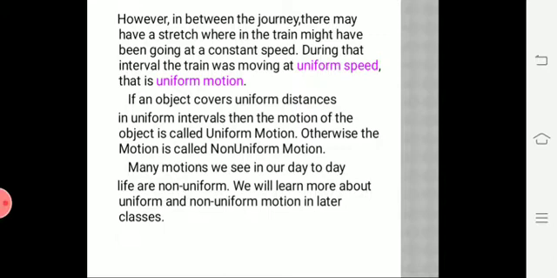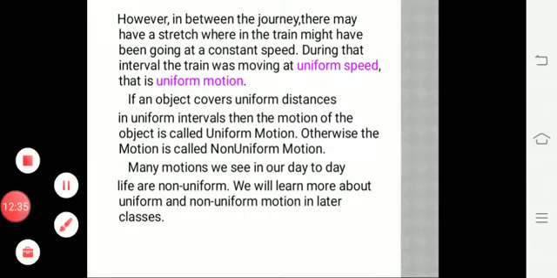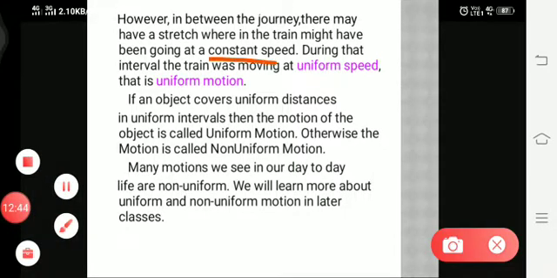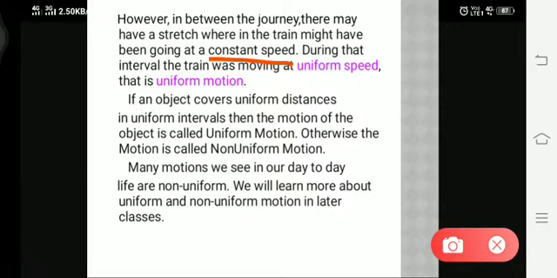In between the journey, there may be some stretch where the train might have been going at a constant speed. Constant speed means there will be a regular interval. It will be traveling at the same speed for some time, and during that interval the train was moving at a uniform speed, and this is an example of uniform motion. Okay, you need to know the difference between uniform and non-uniform motion. You have to remember the term constant speed. If the train travels at a constant speed, that is uniform. If it is not constant, it is not uniform.